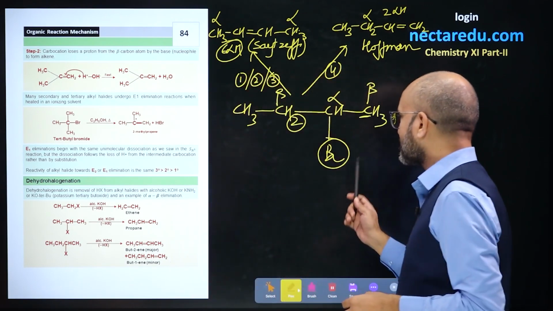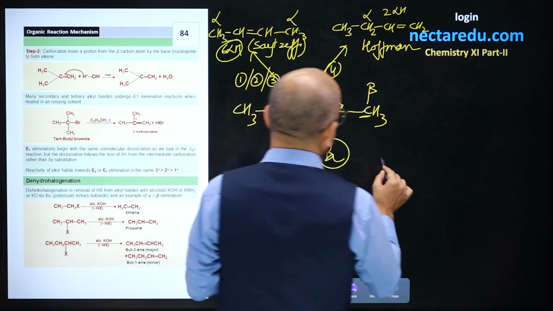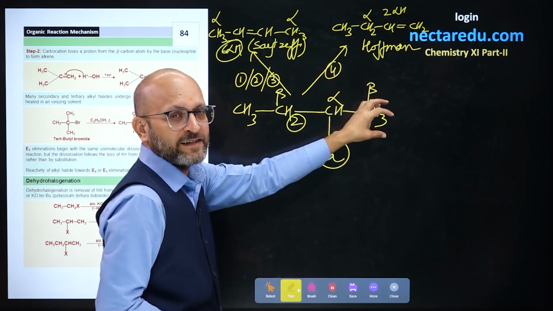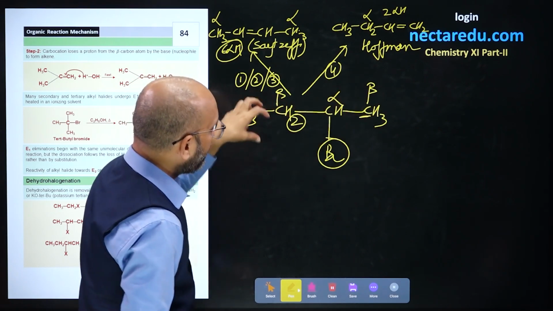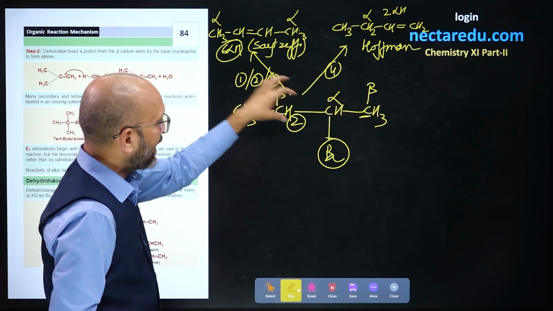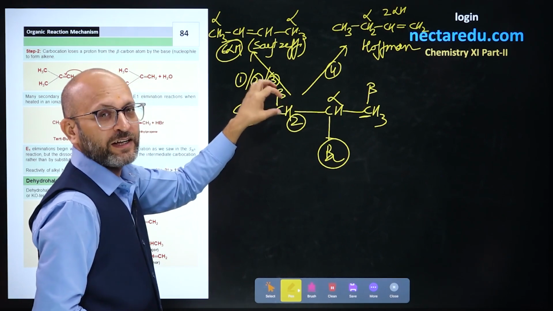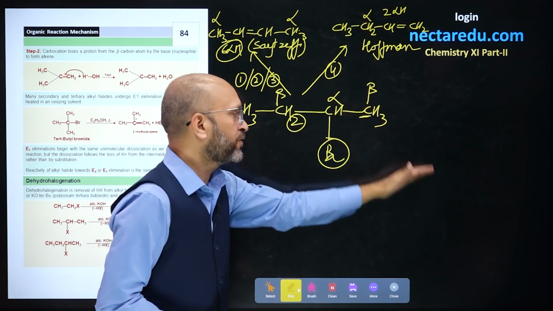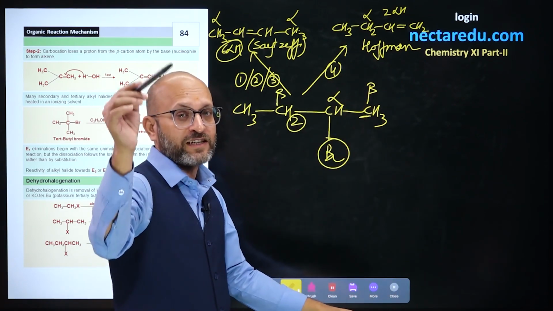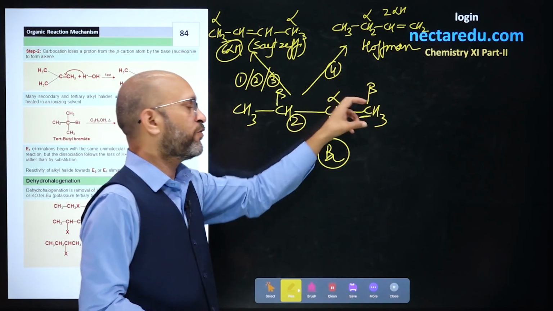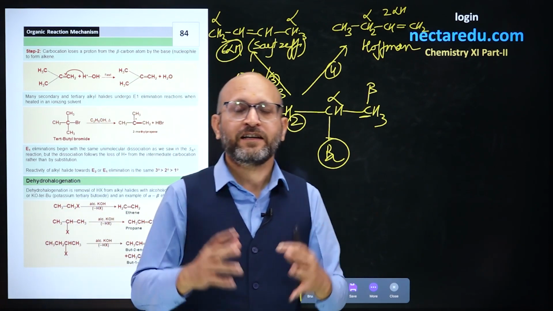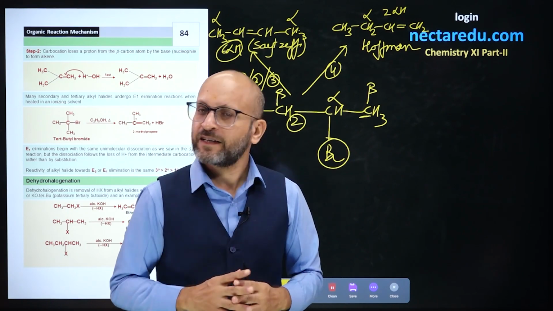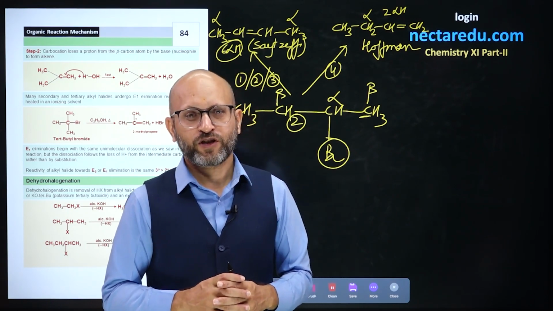Since a bulky base is taken, it approaches this carbon and takes hydrogen from here, because there is no steric hindrance over here. Whereas if the bulky base comes to this point, it has so many groups around it that it is not able to remove hydrogen from this carbon. So hydrogen is removed from this carbon in the case of the bulky base tertiary butoxide, and the double bond comes over here. So Hofmann alkene becomes the major product with tertiary butoxide. In all other cases, Saytzeff alkene is the major product.